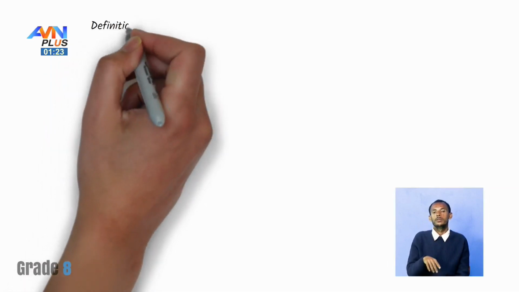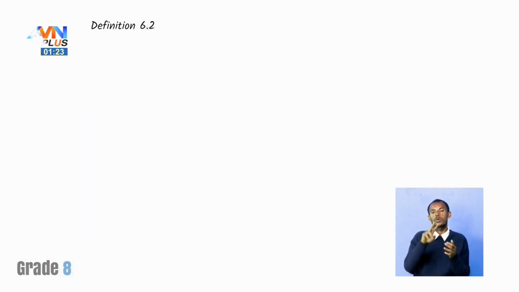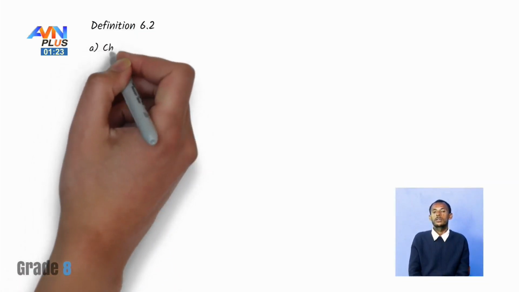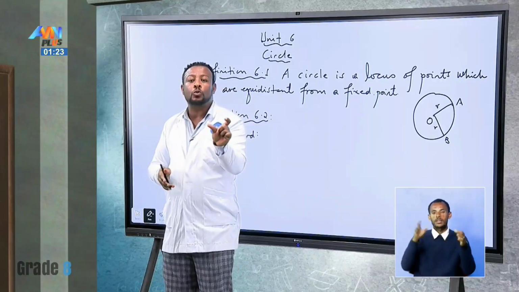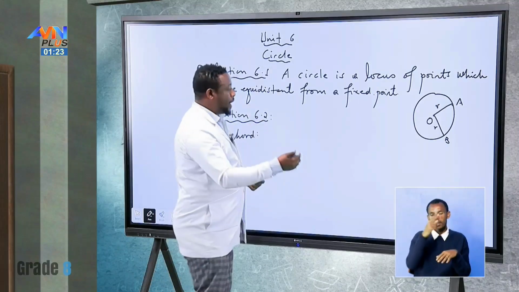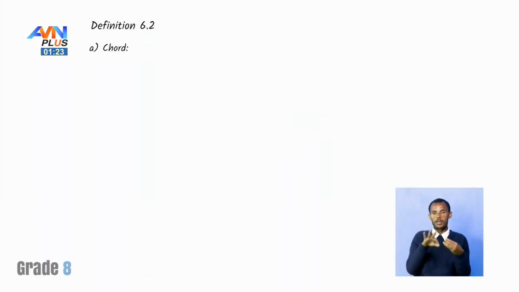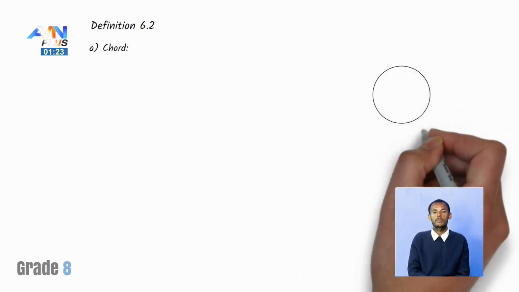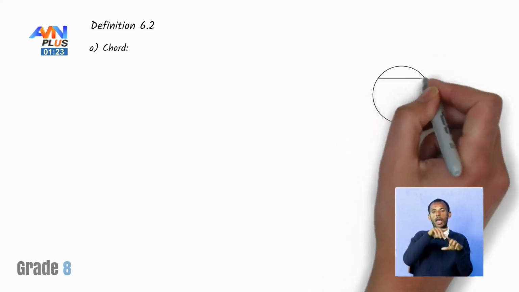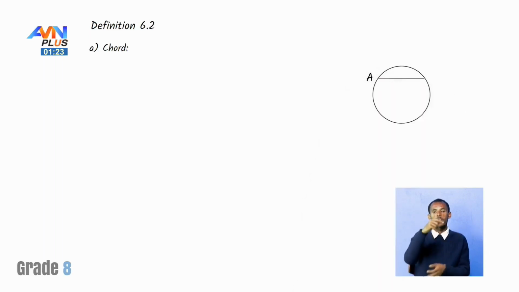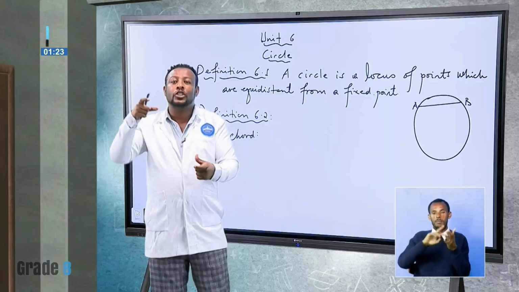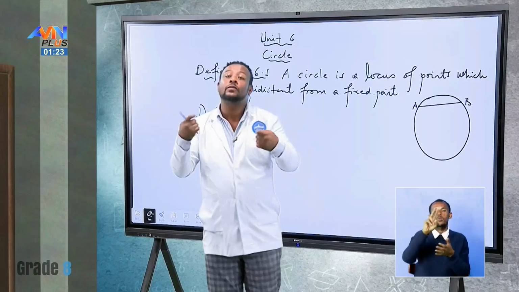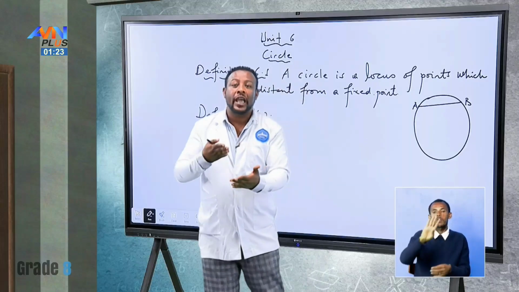In definition 6.2, we will see 4 terminologies. The first one is a chord. A chord of a circle is a line segment joining 2 points on the circle, right? For example, if you have a circle like this, say this is a line segment joining the point A and B. By definition, a chord of a circle is a line segment joining 2 points on the circle. Therefore, AB is called a chord.